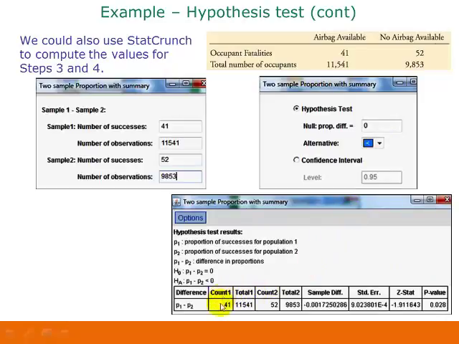Notice this gives us a whole bunch of different pieces that actually are part of the formula for our test statistic. So we've got our number of successes and our sample size for each of the 2 samples. If we look at our formula, the sample difference would be this part on the top, the first sample proportion minus the second sample proportion. So there's our sample difference.